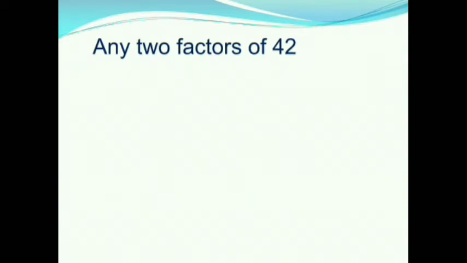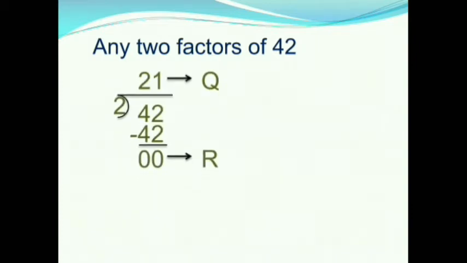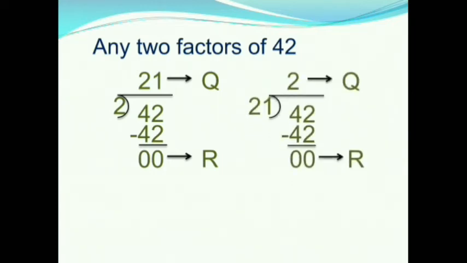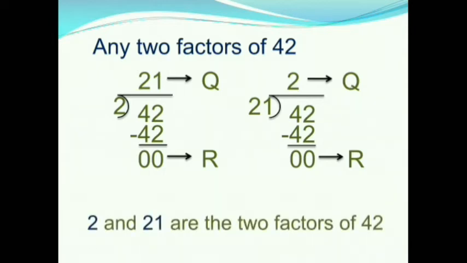Now we will write the factors of 42. 42 is divisible by 2. 21 is the quotient and 0 is the remainder. 42 is divisible by 21. 2 is the quotient, 0 is the remainder. Therefore, 2 and 21 are the factors of 42.